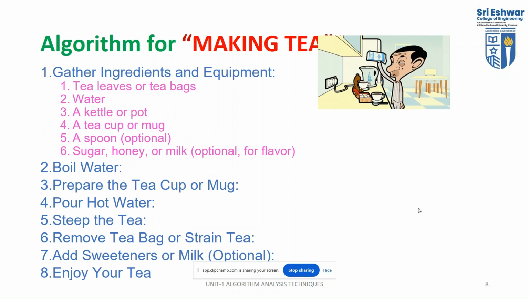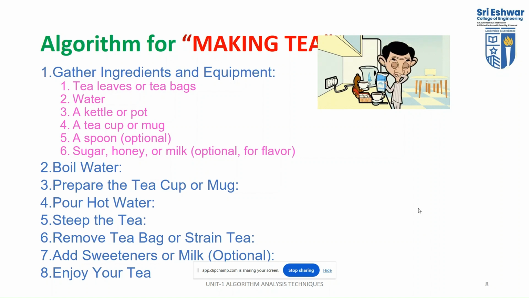We will now see an algorithm just for making a cup of tea. An algorithm, as we all know, is a step-by-step procedure for performing a particular task. Here, the task is to prepare a cup of tea. The step-by-step procedure is given here.